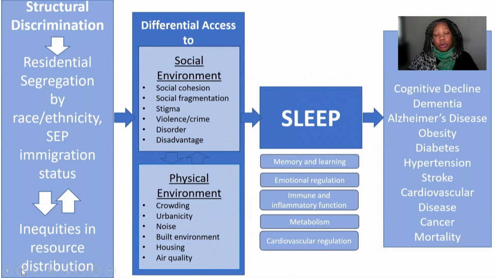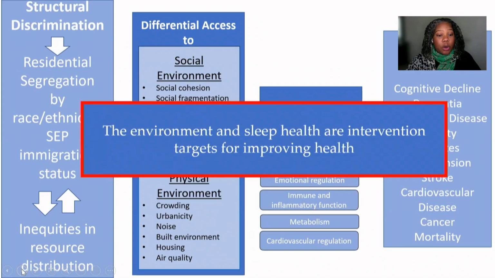And so individuals, because again of these different racist policies, were forced to live in certain environments, and this has persisted over time. And so we see that certain individuals that live in more disadvantaged neighborhoods are exposed to these adverse features that are adversely affecting sleep and other health outcomes. And so the environment is a likely intervention target for improving sleep health.